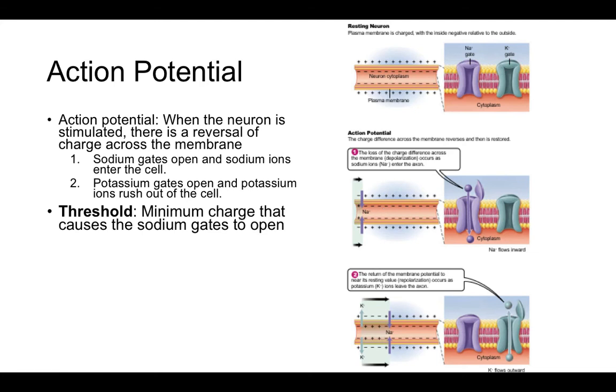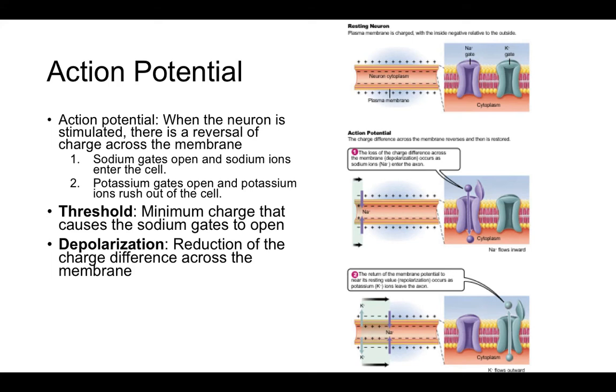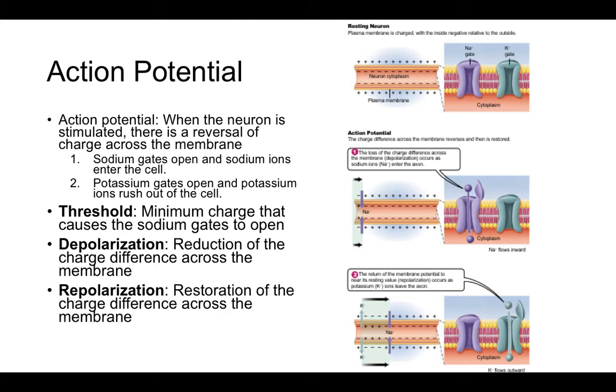Now, in order for an action potential to occur, a minimum charge needs to be able to cause these sodium gates to open. And when this happens, this triggers what we call depolarization. And this is a reduction of the charge across the membrane throughout the entire axon. And this occurs in a wave pattern, as you can see here. So here we see potassium getting pushed out, and sodium rushing in, and this occurs in a wave down the axon. Now, repolarization is reestablishing the charge difference across the membrane.